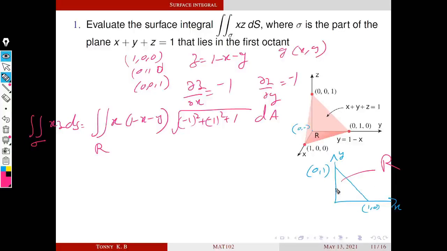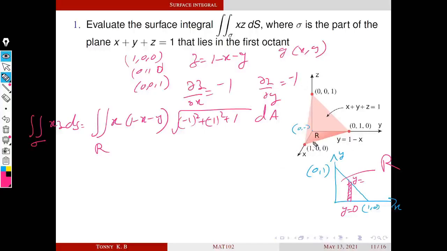Either you can take a vertical strip or a horizontal strip, which are no problem. First of all, I am going to integrate by taking a vertical strip. In this vertical strip, what is our y value? Here the y value is always 0. And what about the y value on this edge? Or what is the equation of this edge? First of all, we have to find the equation of this edge. This edge means the equation of this straight line. What is the equation of this straight line?